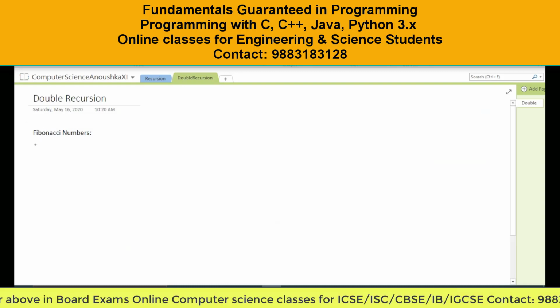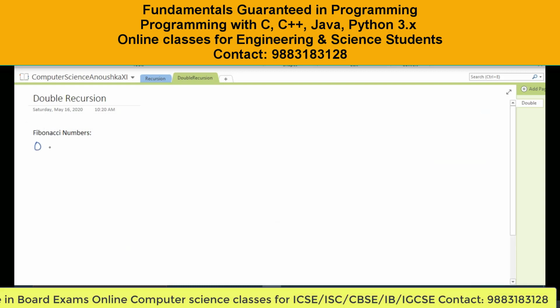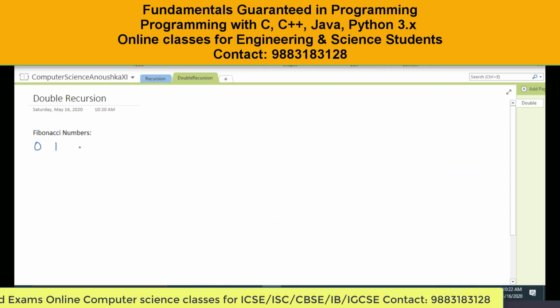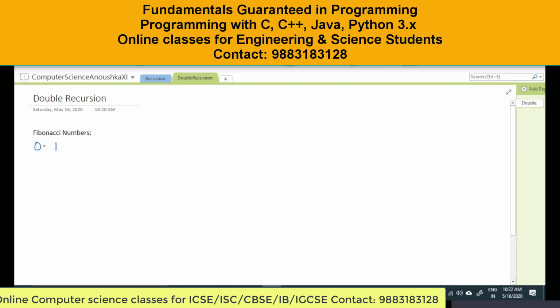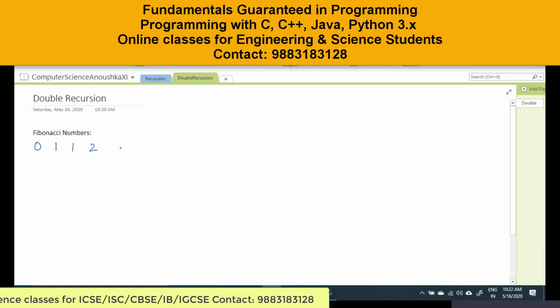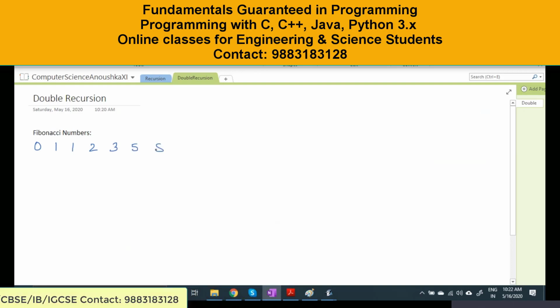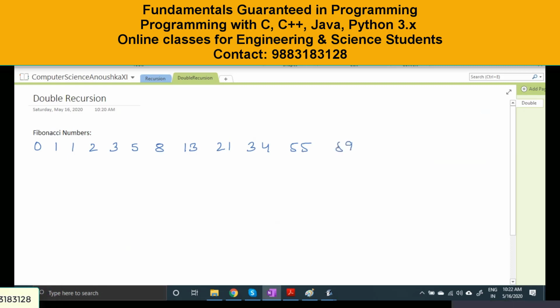The sequence starts like this: 0, then 1, right? And then if we add these two, we get another number, 1. Then we add these two, we get 2. If we add these two, we get 3. Then the next number, 5. Then 8. Then 13, 21, 34, 55, 89, and it's going on and on.